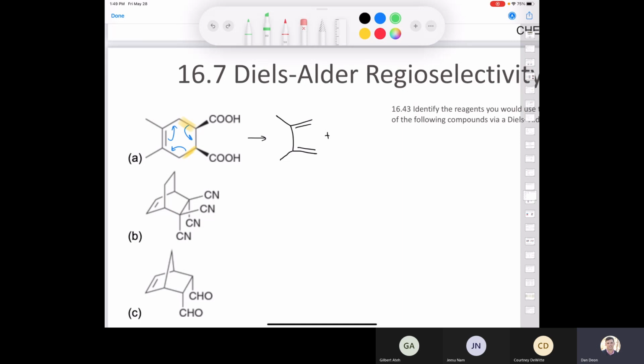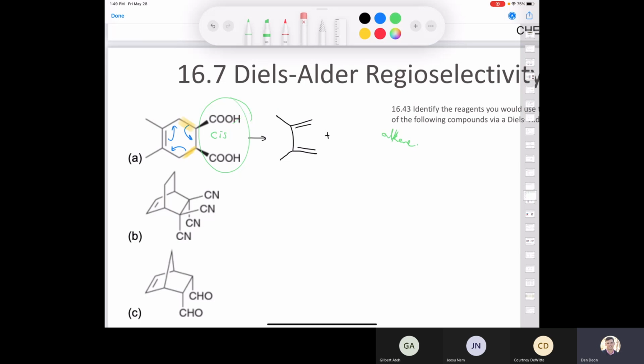Yes, thanks, Gilbert. Absolutely. How did he know? And Courtney, how did you guys know so quickly that it was going to be cis? Because these two groups are cis. Therefore, you're going to end up with a cis alkene. And if the two groups are trans, you'd end up with a trans alkene.